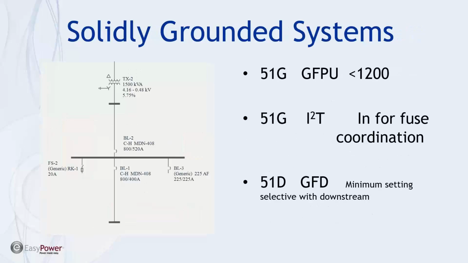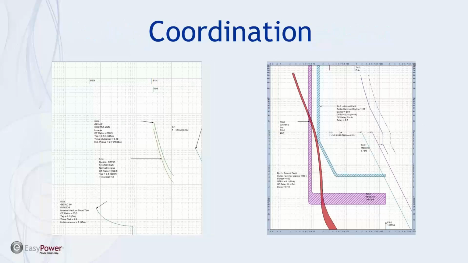Now, in a solid grounded system, where the ground fault protection pickup is greater than or less than 1200 amps, we would probably depend upon the breaker ground protection, and when we're trying to coordinate with the fuse, we set the I²T setting to N specifically for fuse coordination. And when we look at the time current characteristic curves, what we're looking for is, in this case, two ground fault breakers with ground fault protection built in.